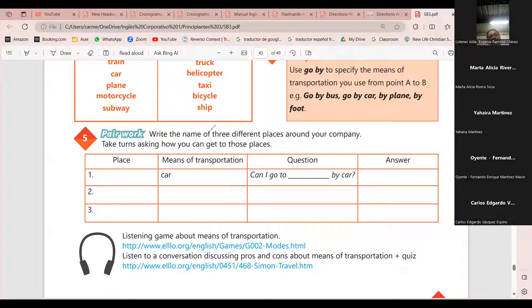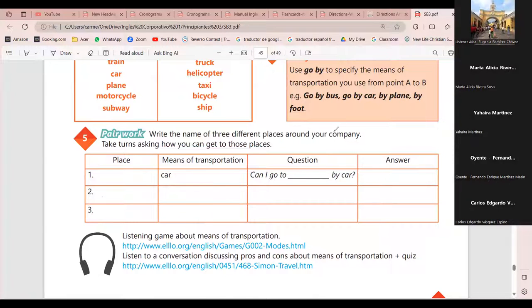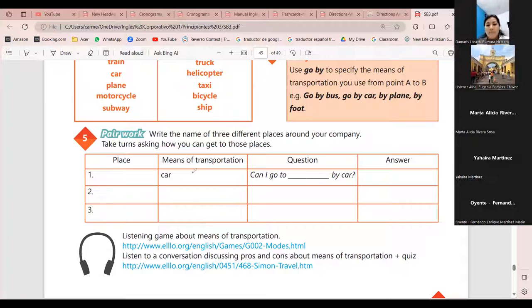Okay, you have to write the name of 3 different places around your company. And you will take turns asking how you can get to those places. For example, the place is a restaurant, okay? A restaurant. And the means of transportation is car.